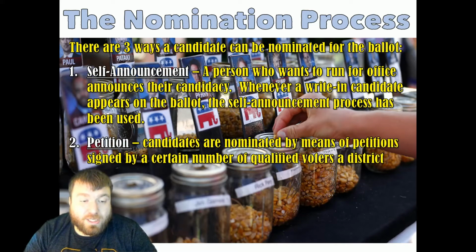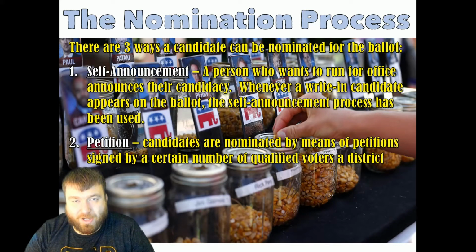The second is petition. Candidates are nominated by means of petitions signed by a certain number of qualified voters in a district. So if enough people join together and they want a certain candidate on the ballot, they can petition to have that person on there. Now, with the person's support and approval, right? They can't really force a person to be a candidate, but if enough people join together and they all petition to have one person's name added to the ballot, they can do that.